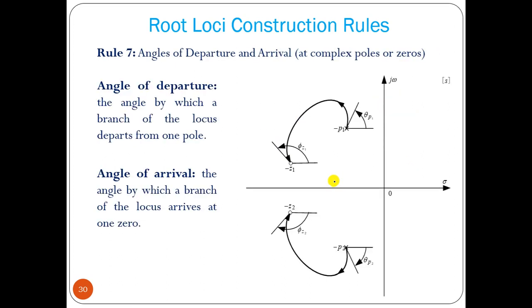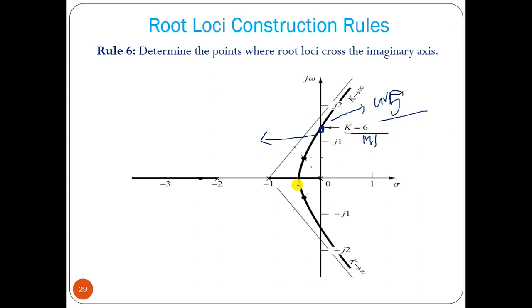Now let us talk about the case where we have complex poles and zeros. Up to now, in whatever problems we have solved, there was no concept of complex poles or zeros. If we have complex poles or complex zeros, then what will happen? Here we have two complex poles and two complex zeros. This pole should go to this zero, merge with this zero.